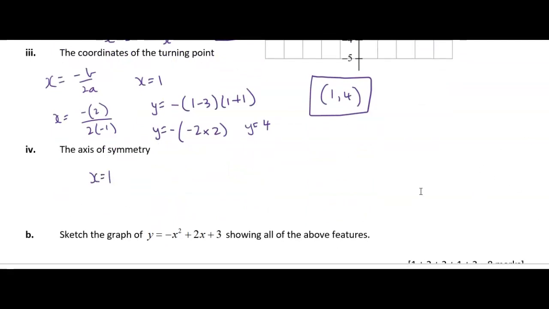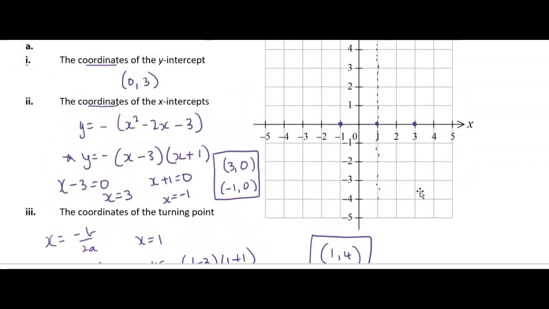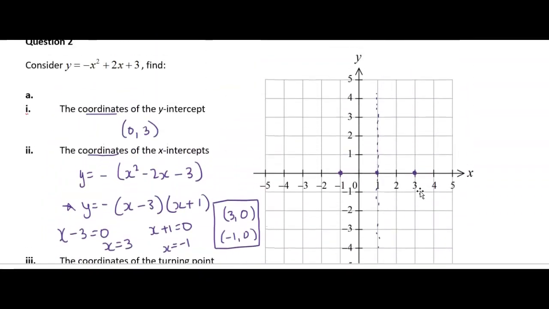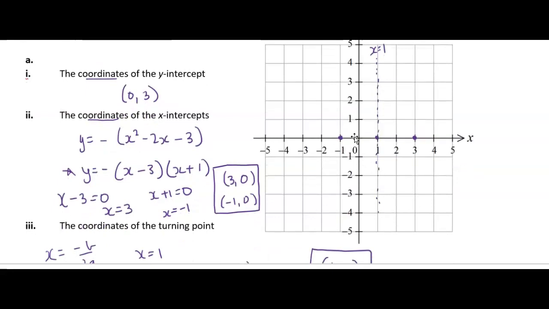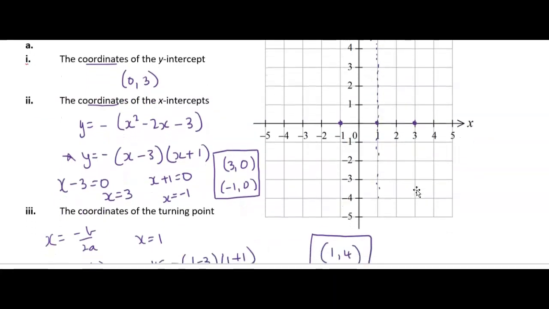Okay, sketch the graph showing all the above features. So if you wanted to put in, we've already got the axis of symmetry there, so I'm just going to write x equals 1. I've put in the x-intercepts. Let's put in the y-intercept. So it's at 0, 3, which is here. The turning point is at 1, 4, which is here.